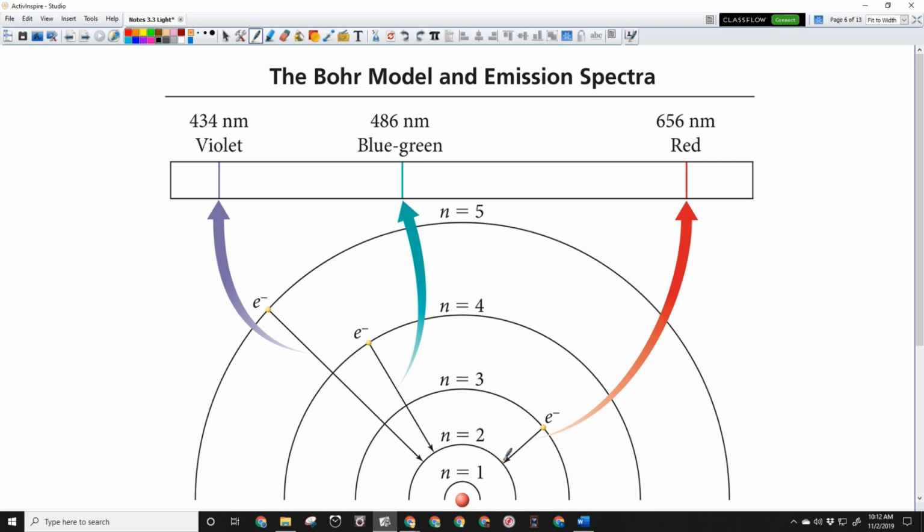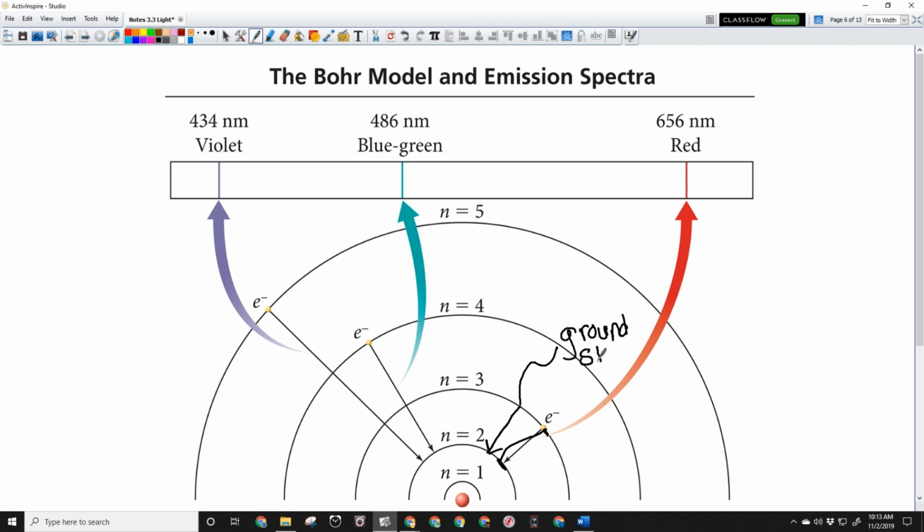So if we put energy into an electron, it's going to jump, like say, for example, this one, it's going to jump from this energy level up to this energy level. But it doesn't stay there forever, because once that electron loses that energy that we put into it, then it's going to fall back down to its original orbital. Okay, and its original orbital is called the ground state.